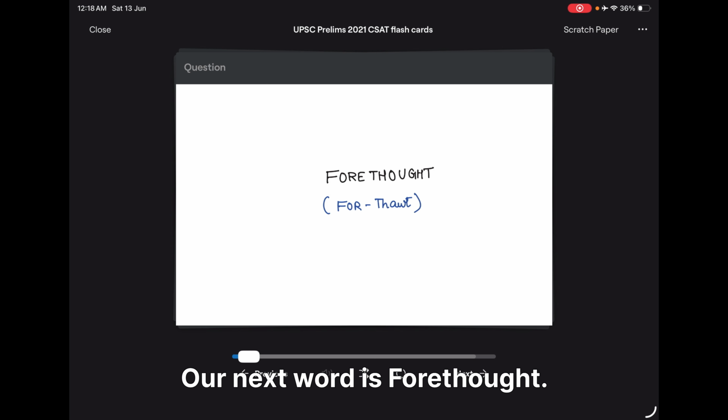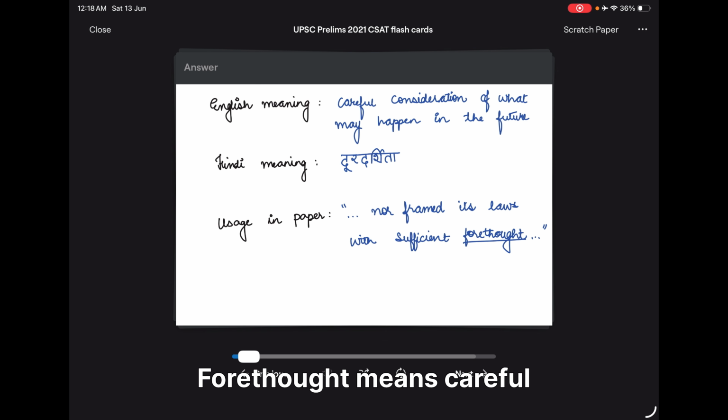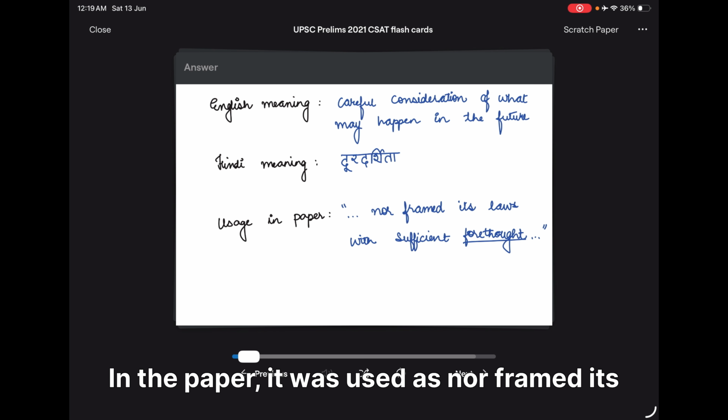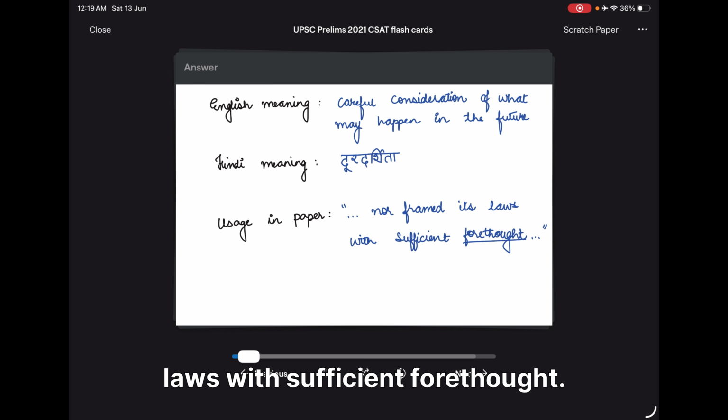Our next word is forethought. Forethought means careful consideration of what may happen in the future. हिंदी में इसका अर्थ है दूरदर्शिता. In the paper it was used as nor framed its laws with sufficient forethought.